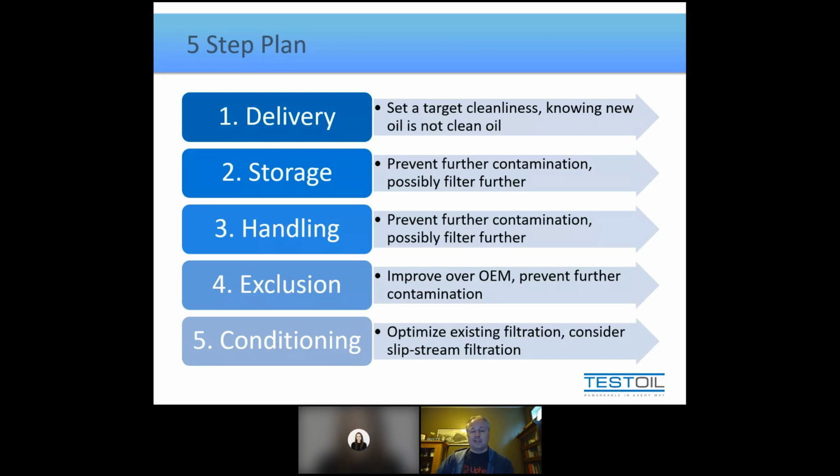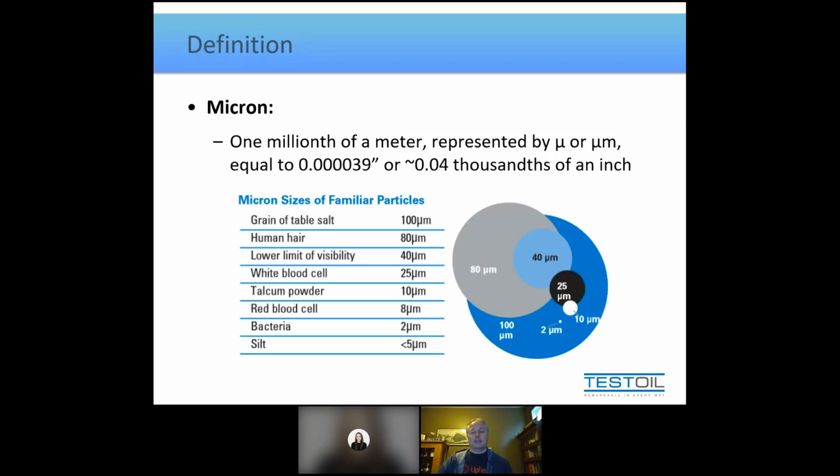So since I'm going to be using the term a lot, let me define it. What is a micron? A micron is a millionth of a meter, or what some people call a micrometer. It's about 0.00004 thou of an inch. So 4 zeros and a 4. It's a very, very small measurement.